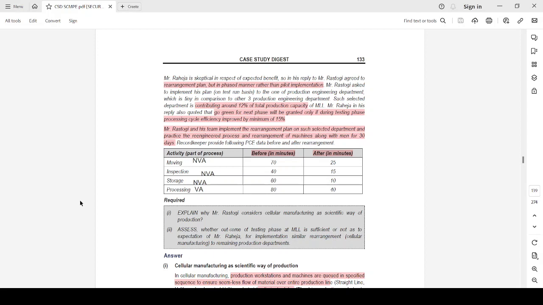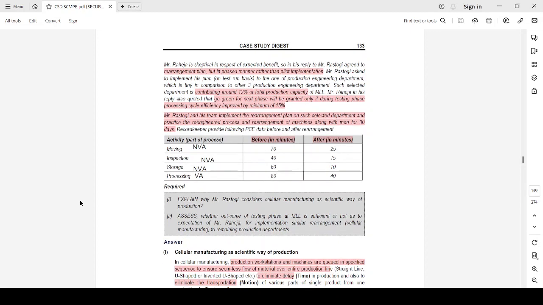Now Raheja is a person who is skeptical about the benefit. He says that I want a proper benefit from the cellular manufacturing system. And Rastogi says that we have so many processes, so we will do it in a phased manner rather than a pilot implementation. Pilot implementation here would mean doing everything in one stretch. He says that's not a correct way. We'll do it in a phased manner.